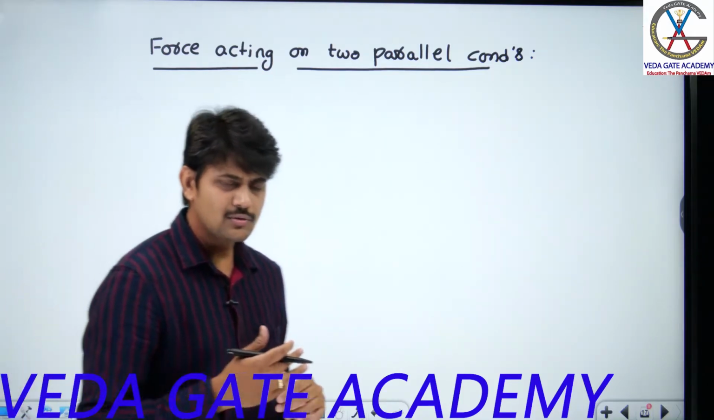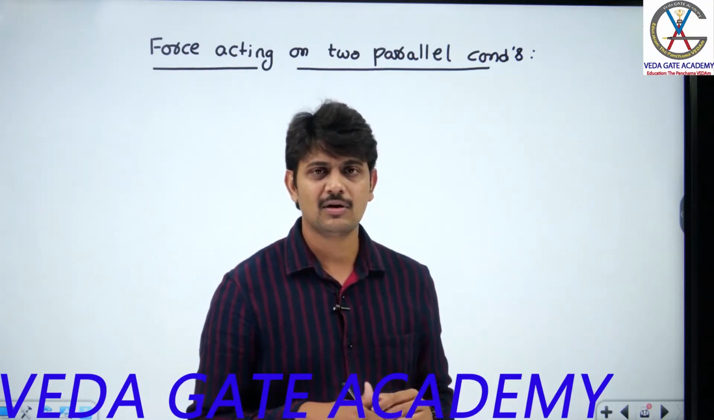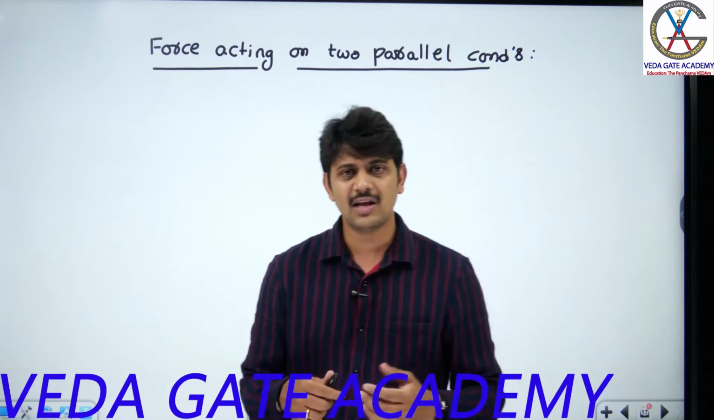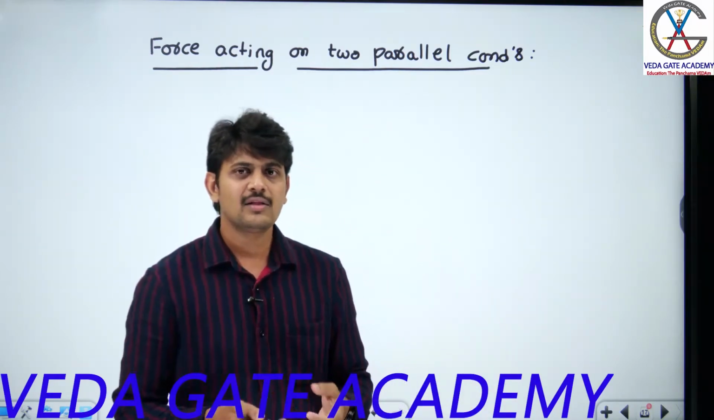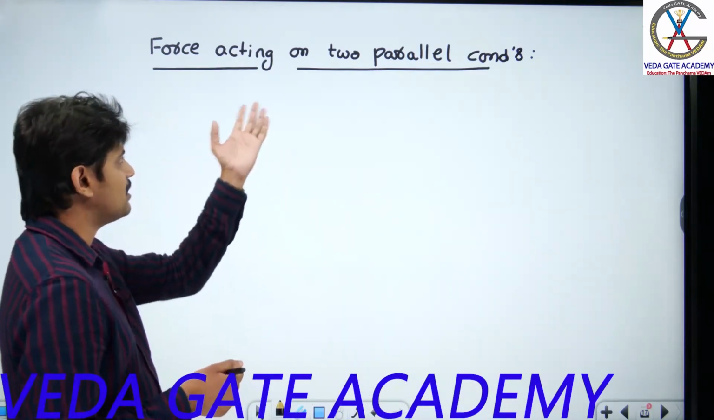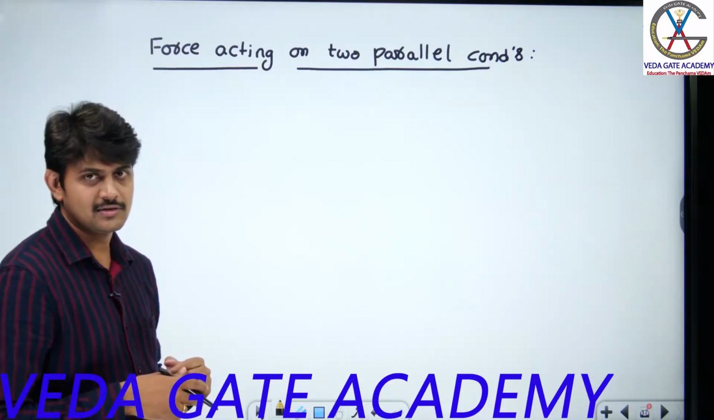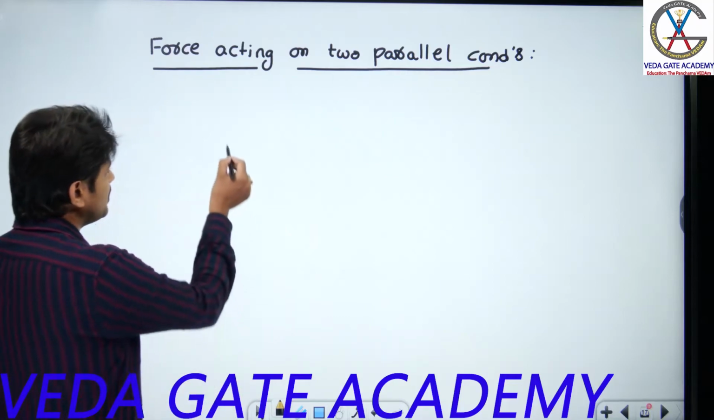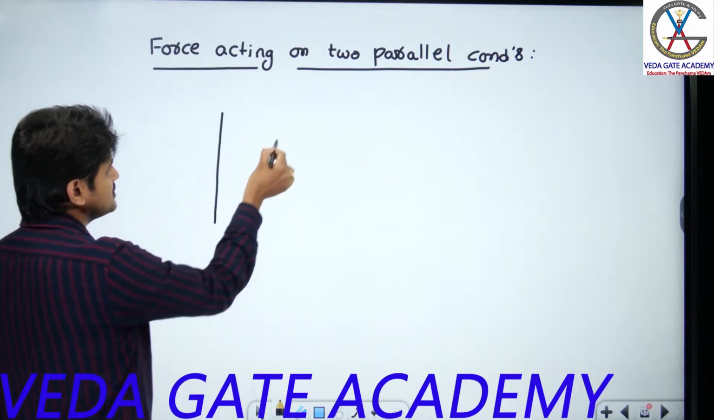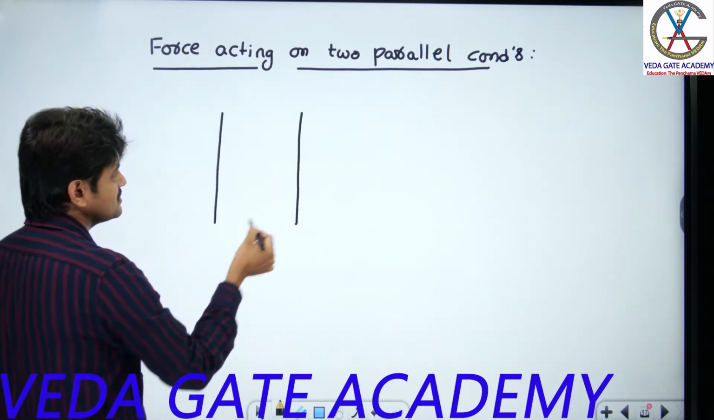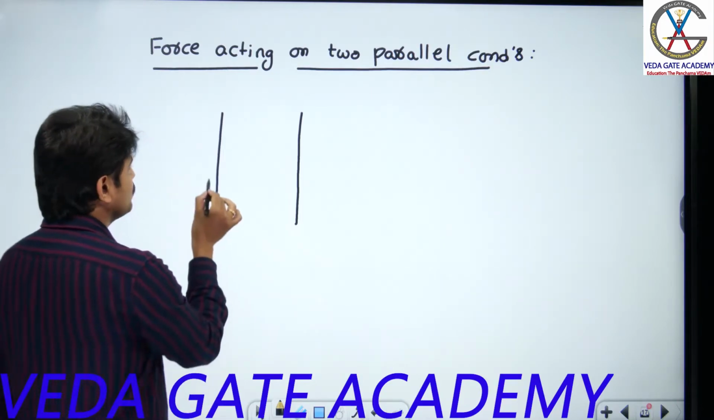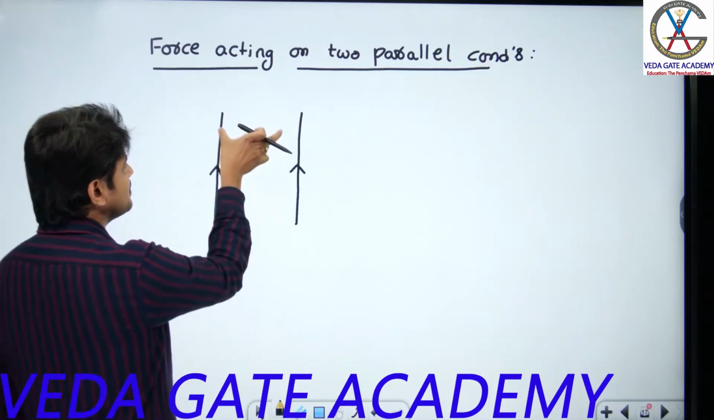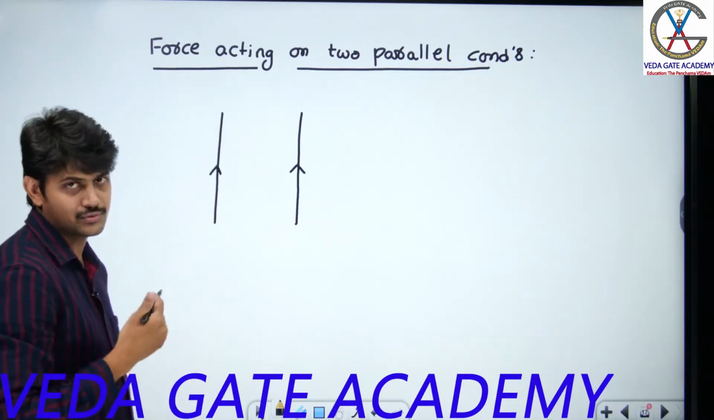As you know, the statement of the Lorentz force equation is: whenever a current carrying conductor is placed in a magnetic field, it will experience a force. The same principle is also applicable for the two parallel conductors case. Suppose this is one conductor having some length L and this is another conductor placed parallel to it, and I allow some current through these conductors, then there will be either a force of attraction or repulsion between them.